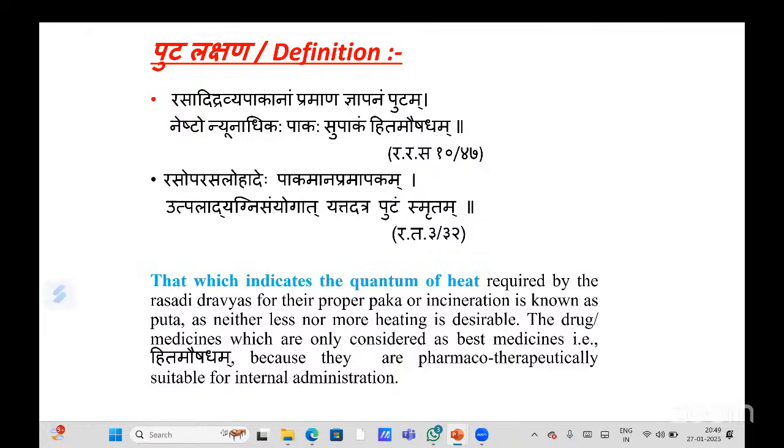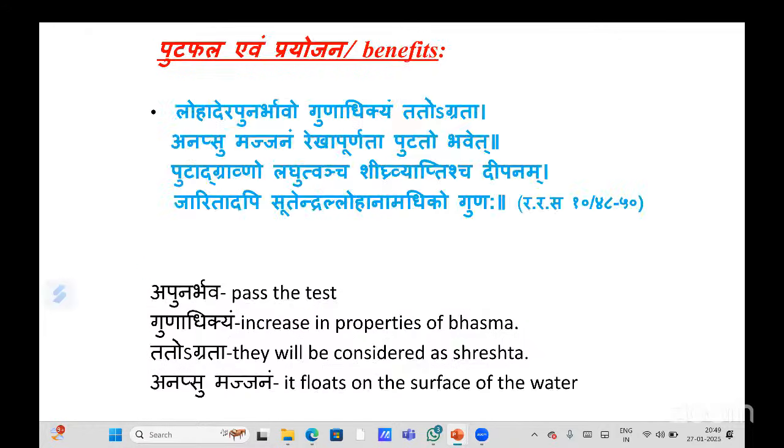So Puta Phala Prayojana. Okay, so this is a shloka of Puta Prayojana. Lohada Apunarbhavo Gunadikyam Tato Agrata Anapsu Majjanam Reka Purnata Putato Bhavet, Puta Grabno Lagutvam Sigram Kshiptancha Deepanam, Jaritadapi Sutendra Loha Namadiko Gunaha. Again, the Rasaratna Samuchaya reference.